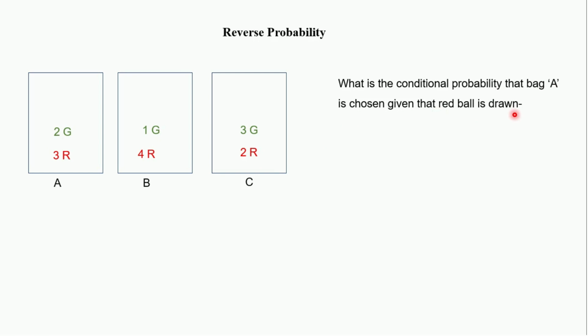drawn? Here we can observe that if the question is like, a red ball is drawn given that we pick up bag A, then this question is direct and the answer for this will be 3/5. But here they are asking in the reverse way. They are saying that bag A is chosen given that a red ball is drawn. That's why these types of questions are called reverse probability questions. Let's see how we will solve it.